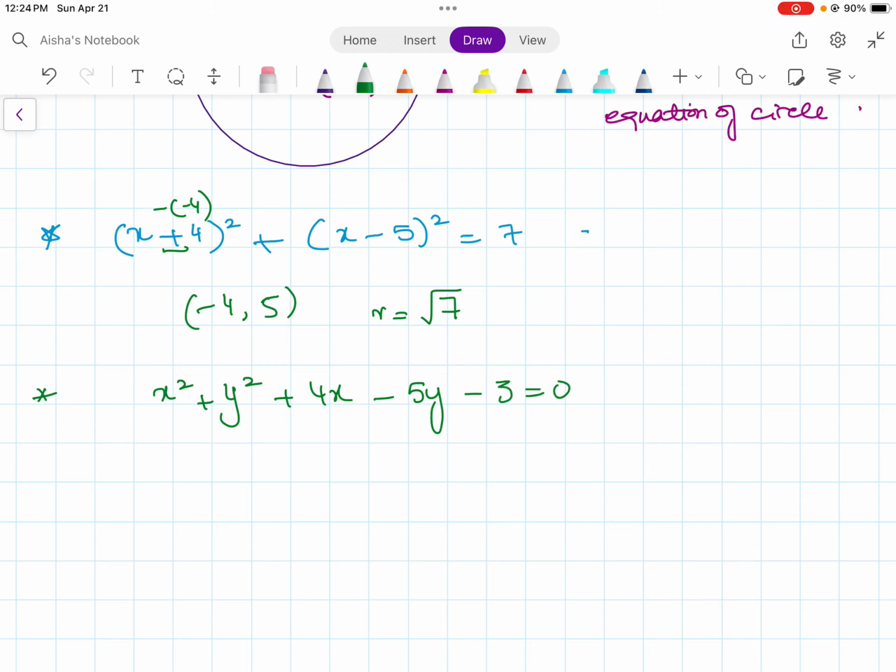Now, how do we find out the center of the circle? Separate it out. Now, applying completing the square to it, plus 2 square, which is 4, divided by 2, and 5 divided by 2, that is (5 upon 2) the whole square.